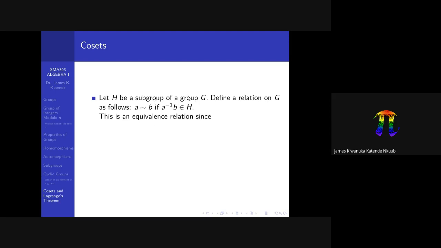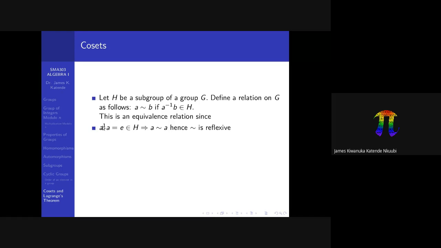So let H be a subgroup of G. We're going to define a relation on G as follows. We say A will be related to B if A inverse B belongs to H. So we have defined a relation on G. And that means if you pick any two elements in G, we shall say that A is related to B if A inverse B is in H. So the two being related is determined by this condition that A inverse B must be in H. So we claim that this is an equivalence relation and proceed to show.